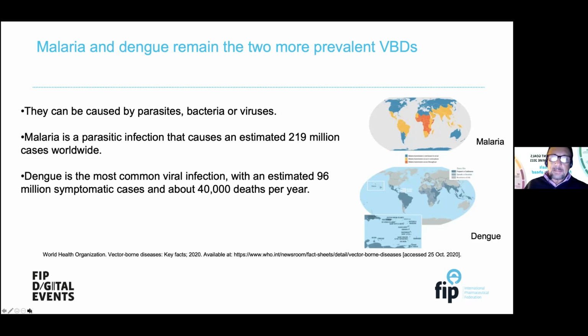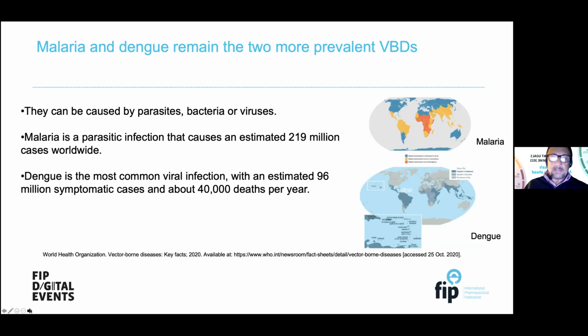Malaria is a parasitic infection that causes more than 218 million cases worldwide. And here we can see the distribution, which is mainly in those countries with high temperatures. On the other side, dengue, which is transmitted by a mosquito, is the most common viral infection. And this mosquito is classified as arbovirus. We have 3 arbovirus infections. The main one is dengue, but we have also Zika and chikungunya.